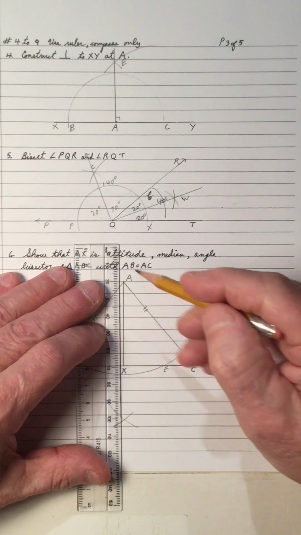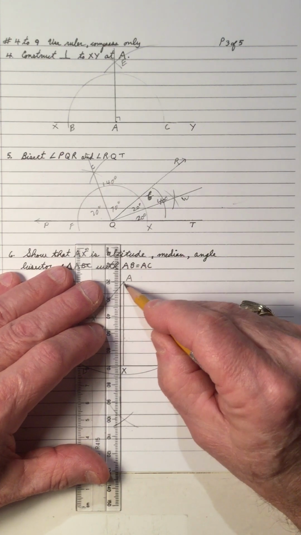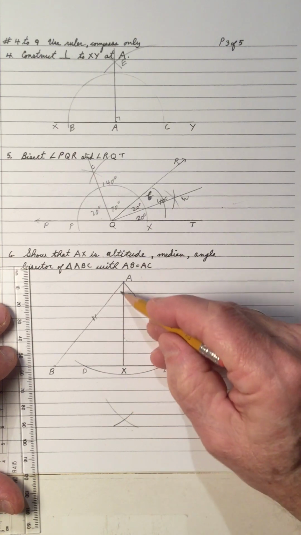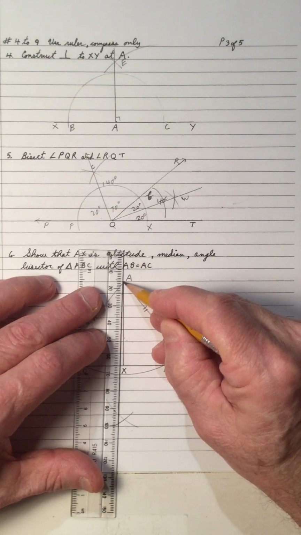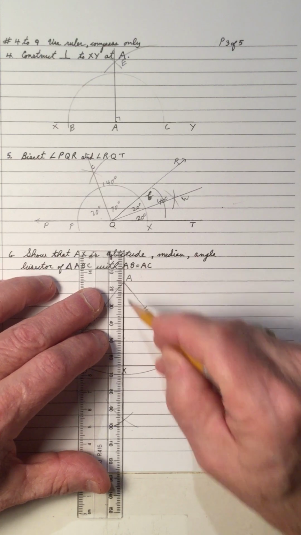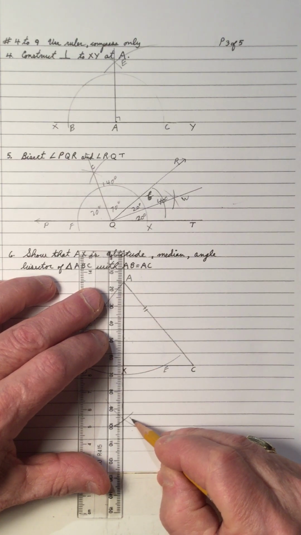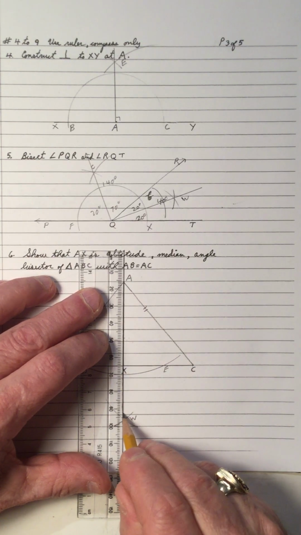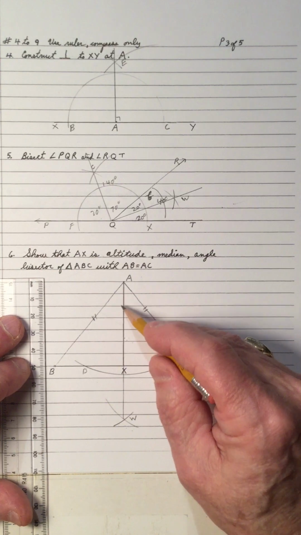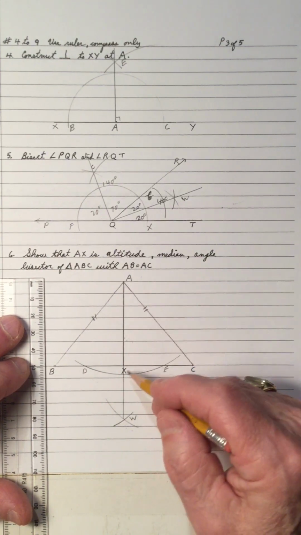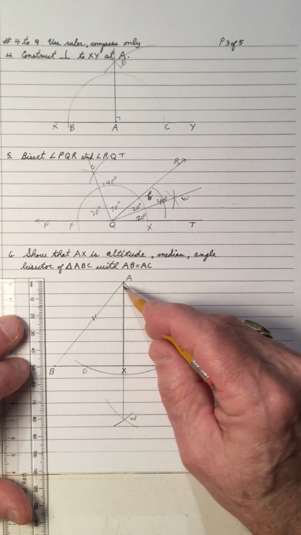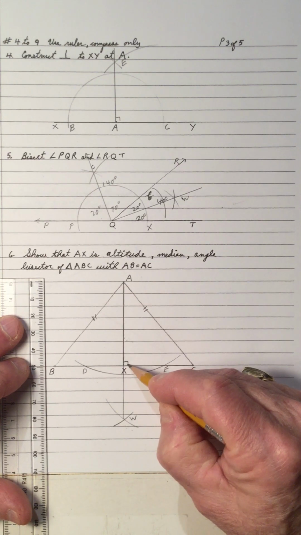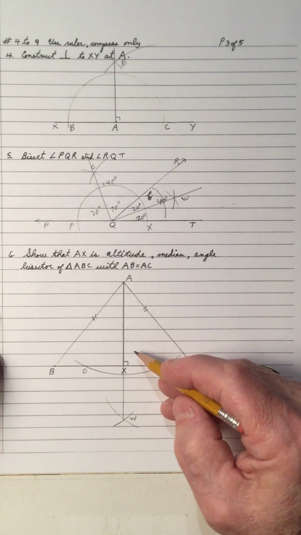So what happens, this is an altitude. An altitude is a segment that leaves this vertex and goes perpendicular to the opposite side. So we just constructed a perpendicular. When I join A to this arc, let's say this arc is W, notice I'm passing right along AX. So AX is an altitude, a segment that leaves the vertex perpendicular. So it's perpendicular there.